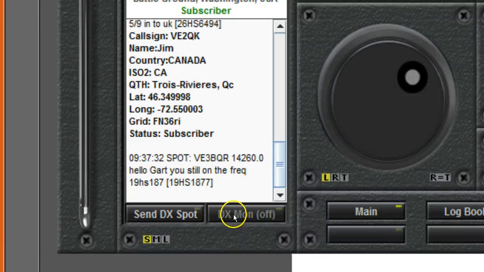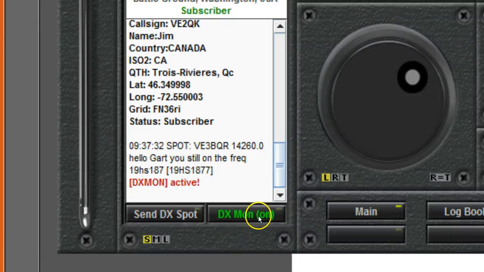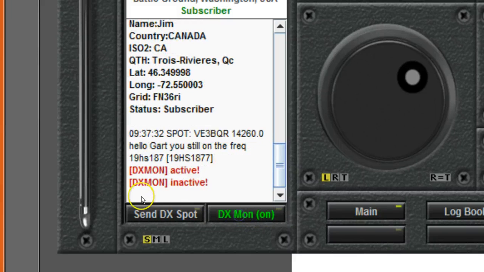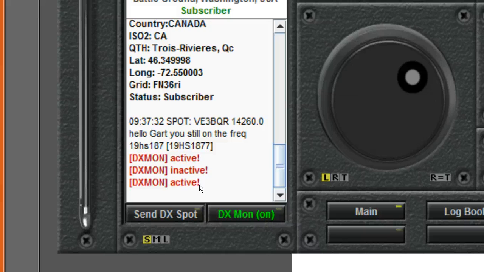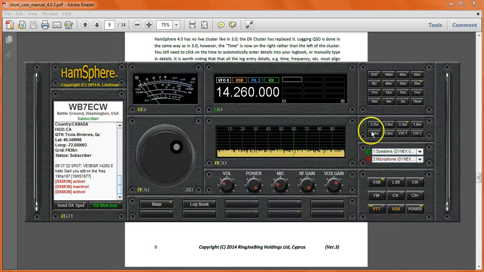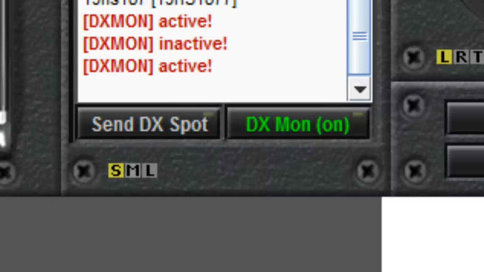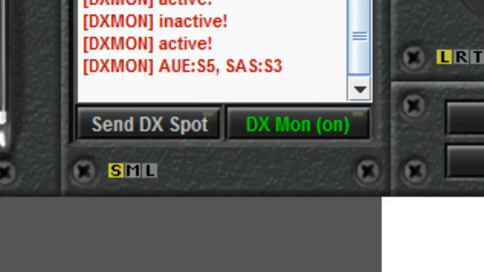If I click on this DXMON, which is set to off, it'll say DXMON active. Okay, now if I wasn't experienced in ham radio, or if I didn't know how realistic 4.0 was, I wouldn't know if I can get anywhere on the 20-meter band on my IDC Vertical at this time of night. Well, let's find out. I've got my power turned to 100 watts. I'm going to click my push to talk button. Let me turn off the lock.